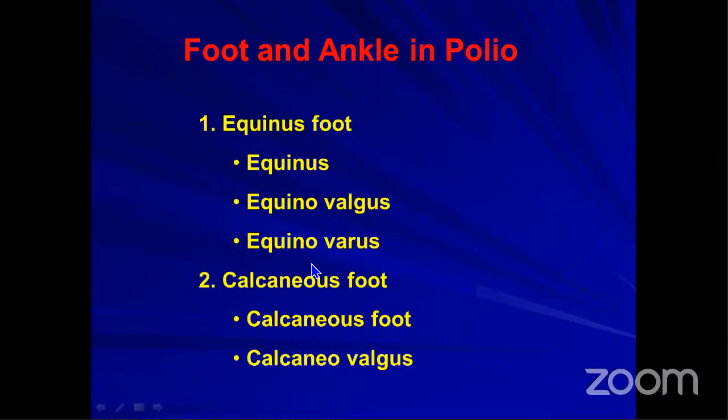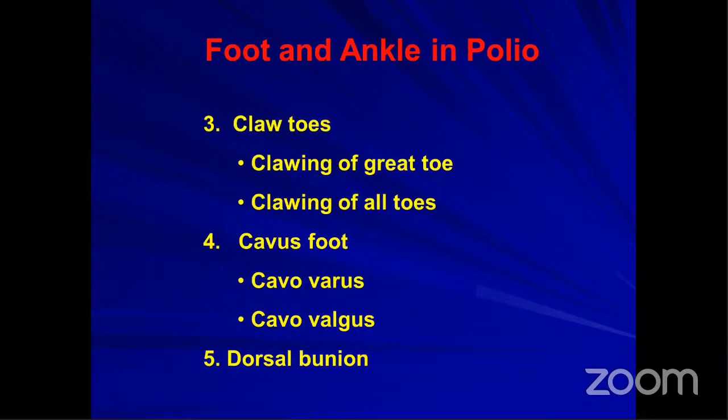The second thing is the calcaneus, where the triceps surae is the most important muscle, which is giving you the powerhouse for walking. The powerhouse for walking is triceps surae. When that is paralyzed, the calcaneus goes into dorsiflexion. And when the ankle and the foot goes into dorsiflexion, and it's in that position, it's a calcaneus foot. Now, calcaneus is a very important thing to recognize.